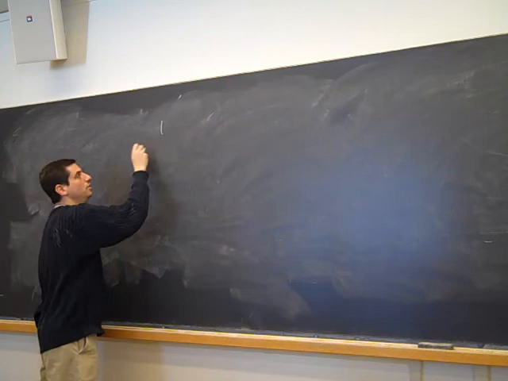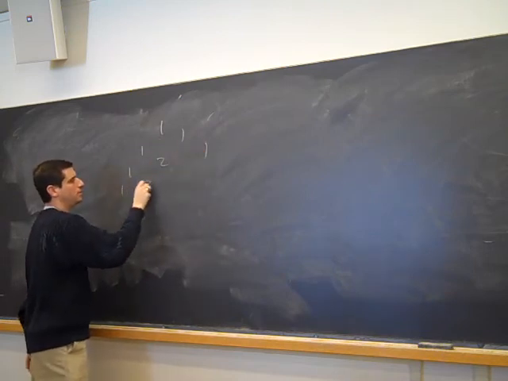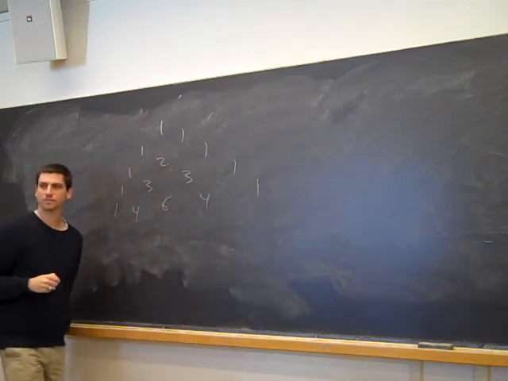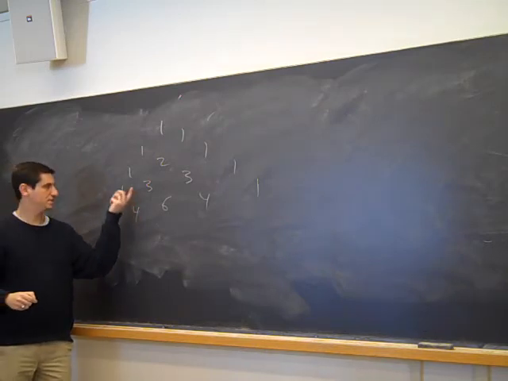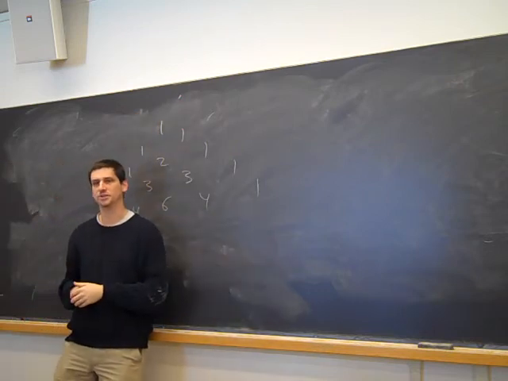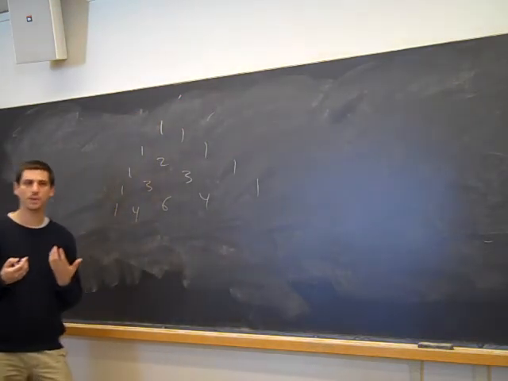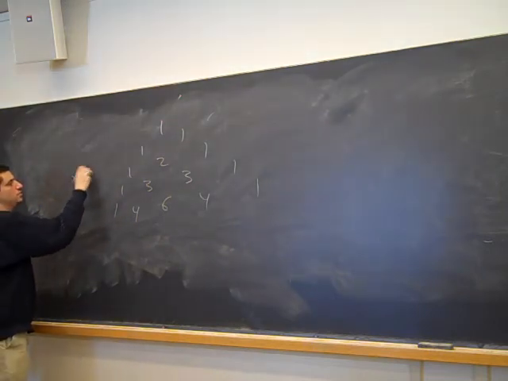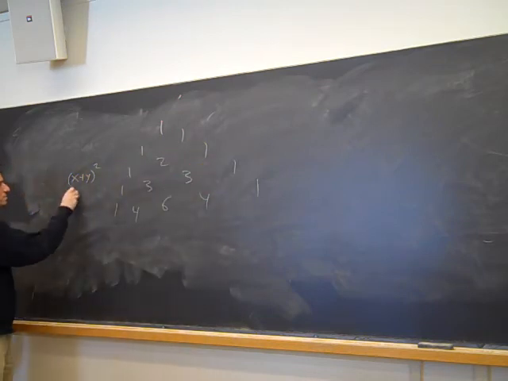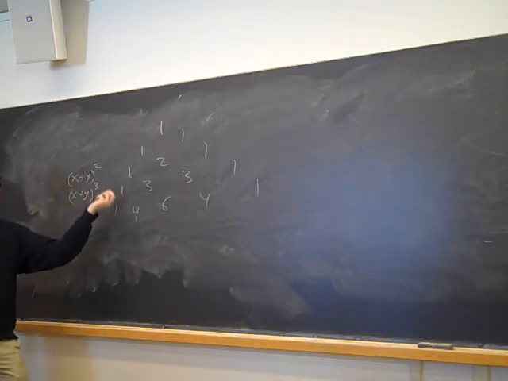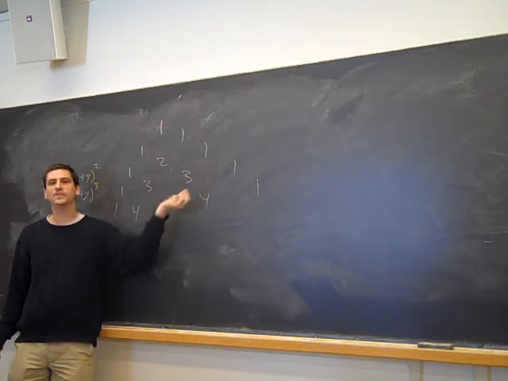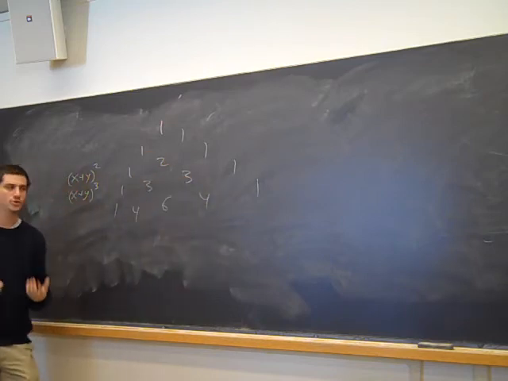So this is the 1, 1, 1, 1, 2, 1, 1, 3, 3, 1, 1, 4, 6, 4, 1, and so on. Each element is the sum of the two above it. And the rule is I just have strings of ones going along the diagonals. So the question is, why do we care about Pascal's triangle? If you expand x plus y squared, you get x squared plus 2xy plus y squared. If you expand x plus y cubed, you get x cubed plus 3x squared y plus 3xy squared plus y cubed. What you hopefully see is these coefficients are what you get when you expand these quantities.